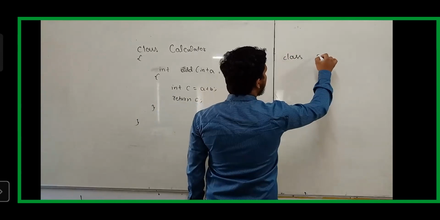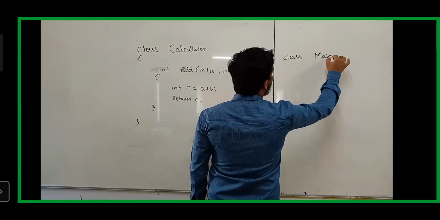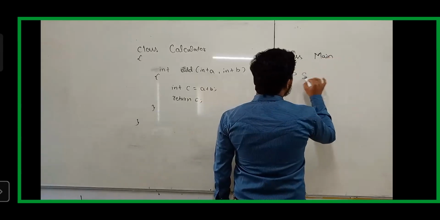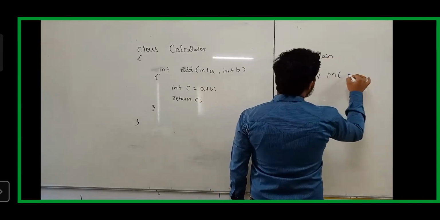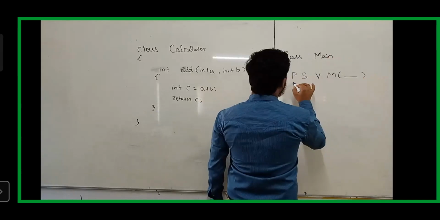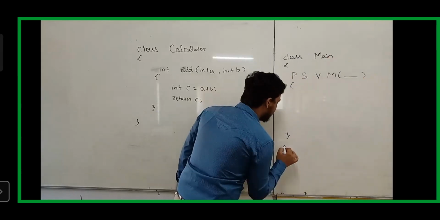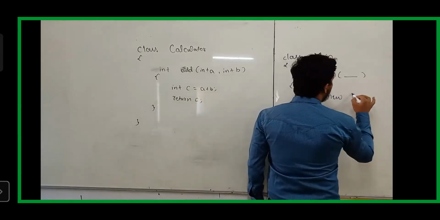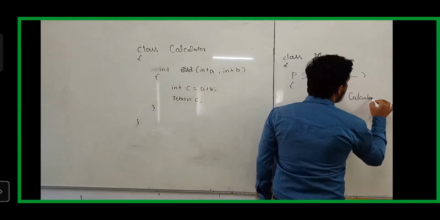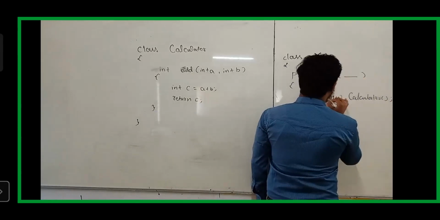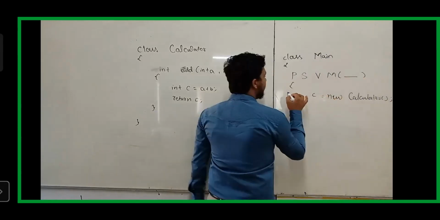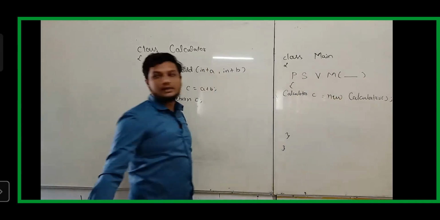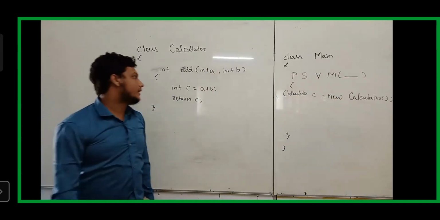Small class. I'll name it Main, and inside this one I'll create a method: public static void main, String args. To access this particular method, an object is required. I'll write new Calculator, and I'll name it c, which is of type Calculator. Okay, is it clear until here? Object has been created.